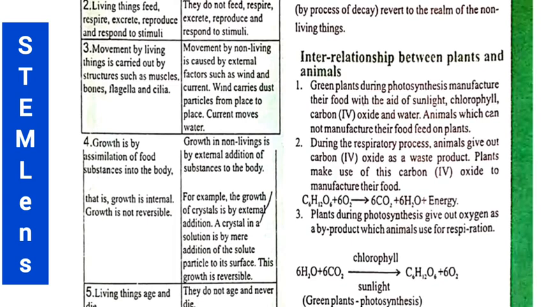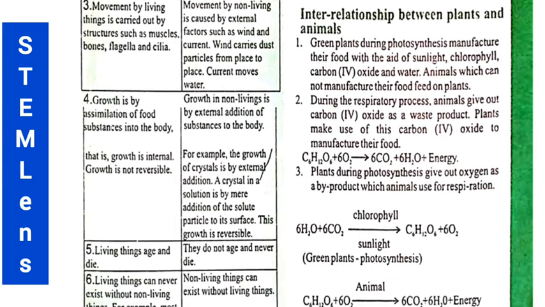Now, interrelationship still on it. Green plants during photosynthesis manufacture their food with the aid of sunlight, chlorophyll, carbon dioxide, and water. Animals cannot manufacture their food, right? So they feed on plants. Animals are called heterotrophs, while plants are called autotrophs. Thus, plants are the producers, animals are the consumers.